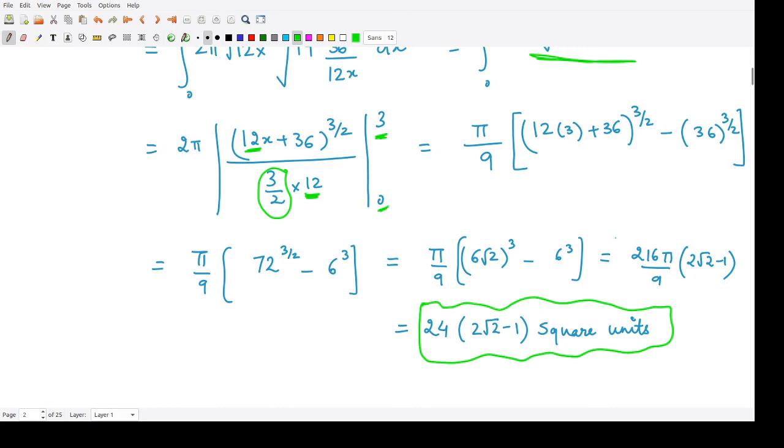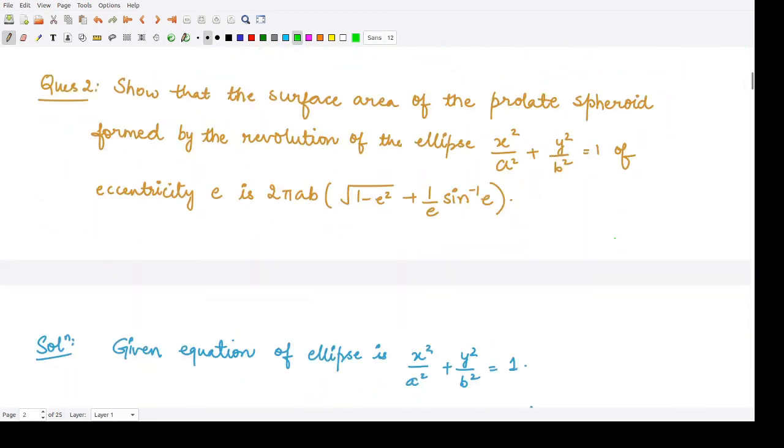So next we have another question. Show that the surface area of the prolate spheroid which is formed by revolving the ellipse x square by a square plus y square upon b square is equal to 1, having eccentricity e, is this one. So now here in this case you are given the surface area, and you have to show that the surface area is exactly this same surface area.